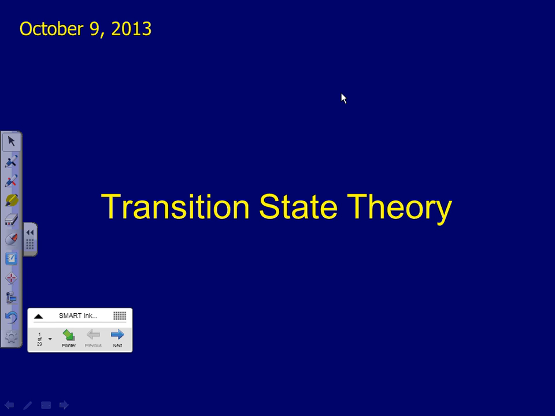What we're talking about today is transition state theory. Yesterday's lesson was on collision theory. You must have your reactant molecules collide in order for a chemical reaction to take place. And they can't just collide any old way. They've got to collide in a particular orientation, and they have to collide with a certain amount of kinetic energy in order to break the bonds.